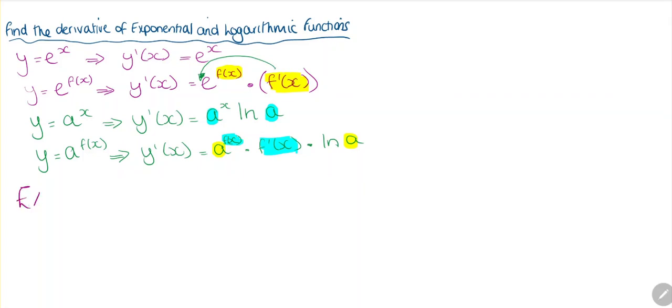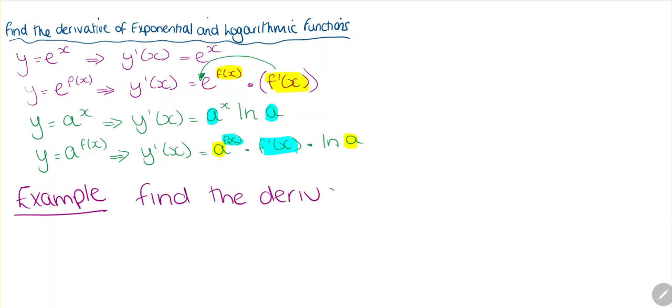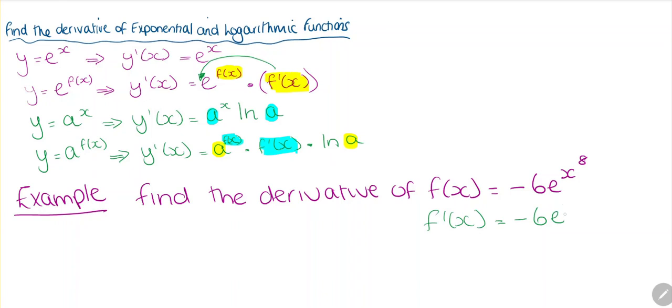So an example. Find the derivative of f of x is equal to minus 6e to the x to the power of 8. So first of all, if we have this, we're going to write it the same. So the derivative is going to be written the same, minus 6e to the x to the 8. And then we need to multiply by the derivative of the exponent, which is 8x to the 7.